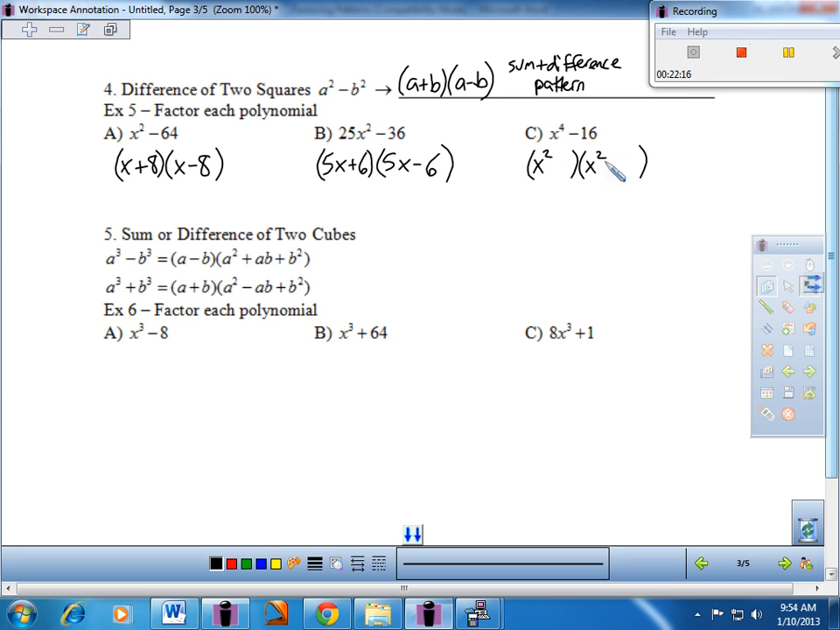x squared and x squared. What times itself will give me 16? 4 and 4. Plus in one, minus in the other. And that's looking great. Now with factoring, you're always looking to break it down further. So this is an interesting piece right here. This actually can't be factored.